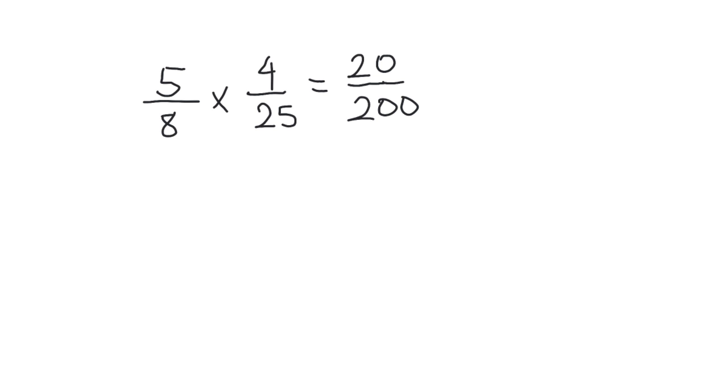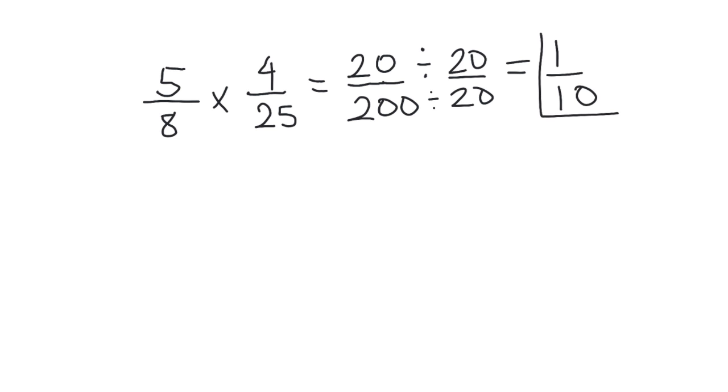However, if you can't think of the highest one, 10 is an obvious one. I can think of the highest one, which is 20 itself. So I'm going to divide both the top number and bottom number by 20. So 20 divided by 20 is 1. 200 divided by 20 is 10. So this is a very basic way to get the answer for any fraction multiplication.